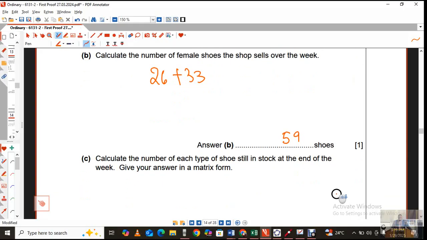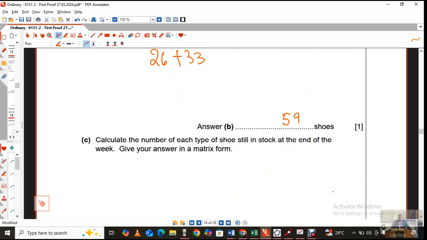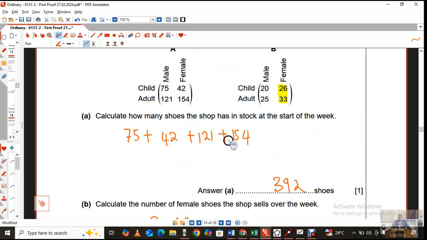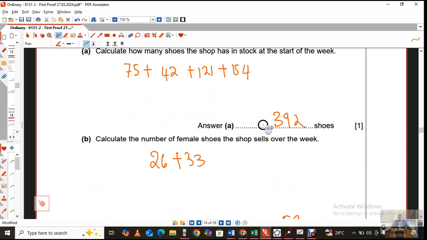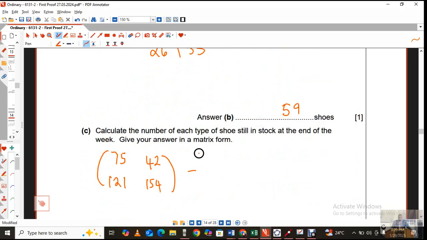Now, calculate the number of each type of shoe still in stock at the end of the week. Give your answer in matrix form. So let's take what we have at the start of the week. We have 75, 42, 121, 154, start of the week. Then minus whatever is sold during the week, because at the end of the week, this is what we have now. So we just subtract the elements with the elements. It's 20, 26, 25, 33.